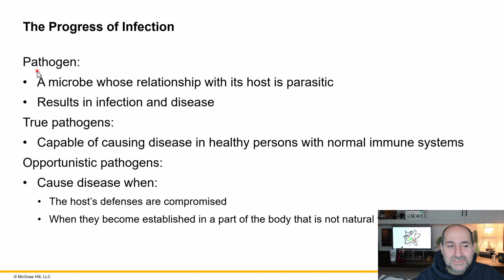Okay, please know the difference between types of pathogens. First of all, know what a pathogen is. What is a true pathogen, which is a microbe capable of causing disease in healthy people, versus an opportunistic pathogen, which is a microbe that causes a disease in immunocompromised people and if introduced into parts of the body which is not natural to them.